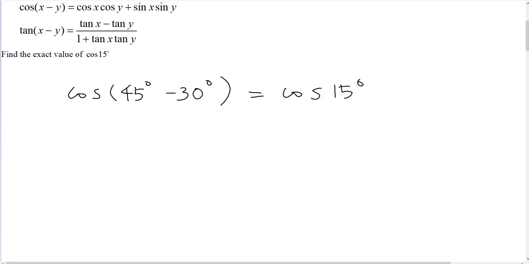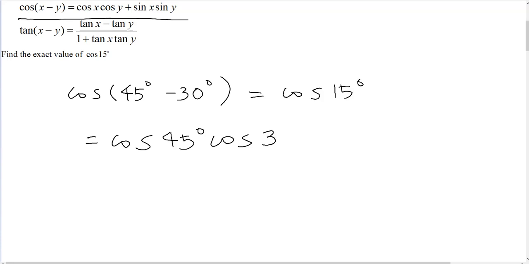The cosine difference angle identity is cosine of x minus y equals cosine x cosine y plus sine x sine y, and x is 45, y is 30 degrees. So cosine 45 degrees, cosine 30 degrees, plus sine 45 degrees and sine 30 degrees, according to that difference identity. So to find the exact value of cosine 15 degrees, I'm using a difference identity.